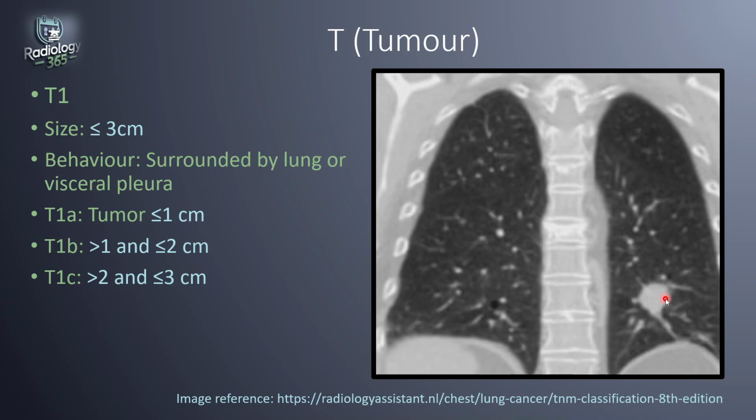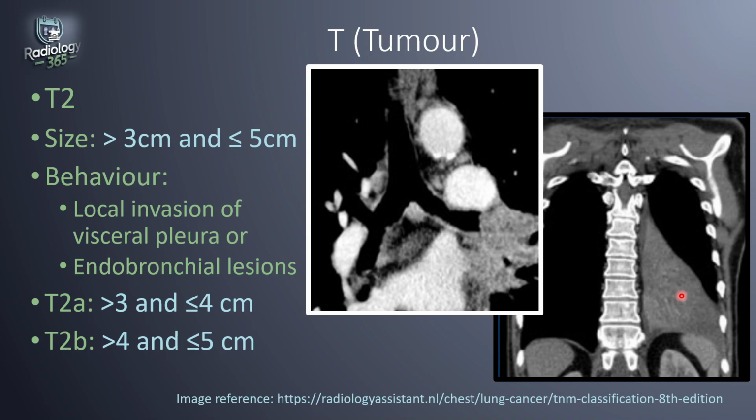That's for the size. Now for the behavior, the tumor has to be surrounded by lung or visceral pleura. So this image shows a typical T1 tumor in the left lower lobe, completely surrounded by pulmonary parenchyma. The size characteristics of T2 tumors are to range between 3 centimeters and 5 centimeters, and these ones would show local invasion. So again, I try to understand the progression of the behavioral characteristics of these tumors based on the T classification on a predictable progression.